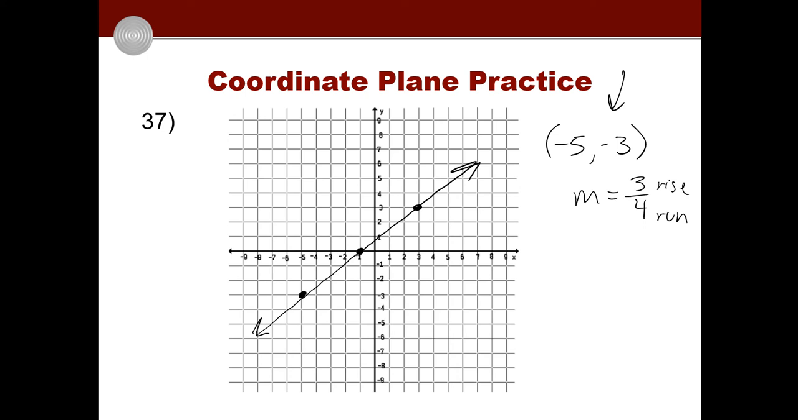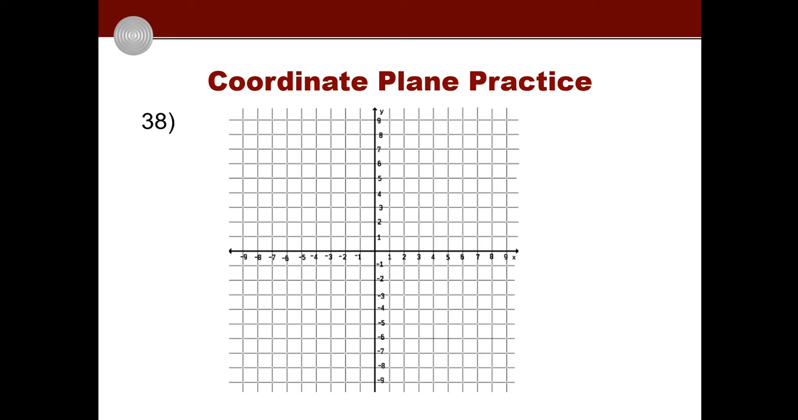Good, let's try number 38. Number 38, we get negative 3, 4 as our point, and we have a slope of negative 1/2. So I start with my starting point, negative 3, 4. I'm putting my starting point. And from there, I'm going to use my slope, my rise, my run. My rise is negative 1, which means I go down 1. My run is positive 2, so I go right 2.